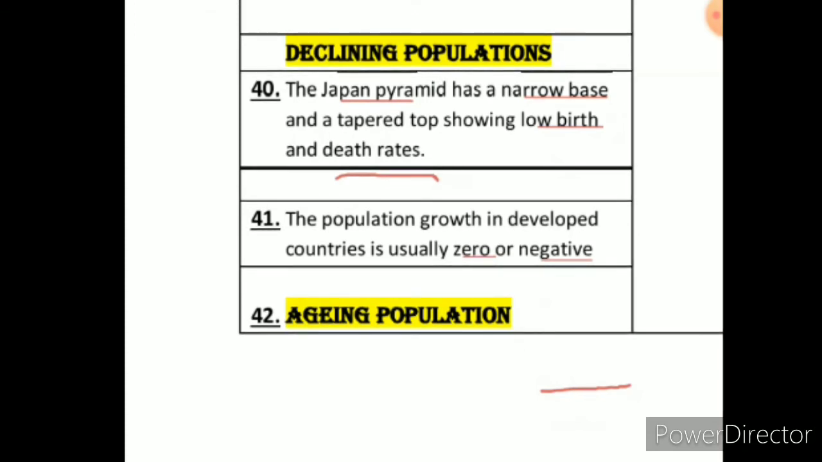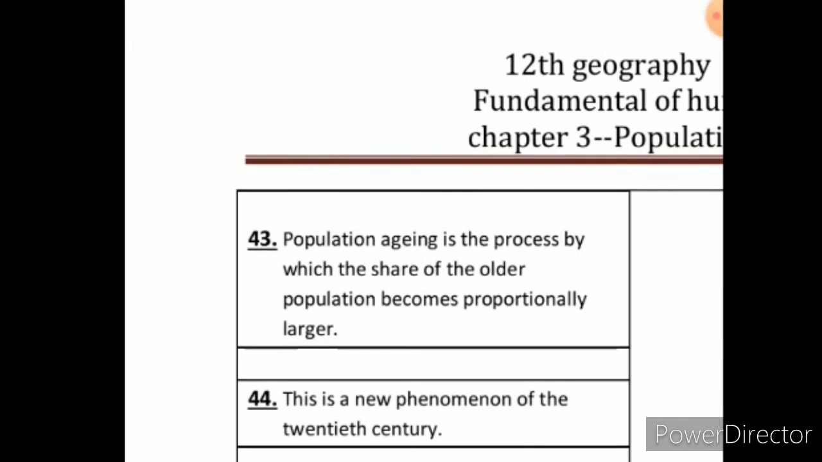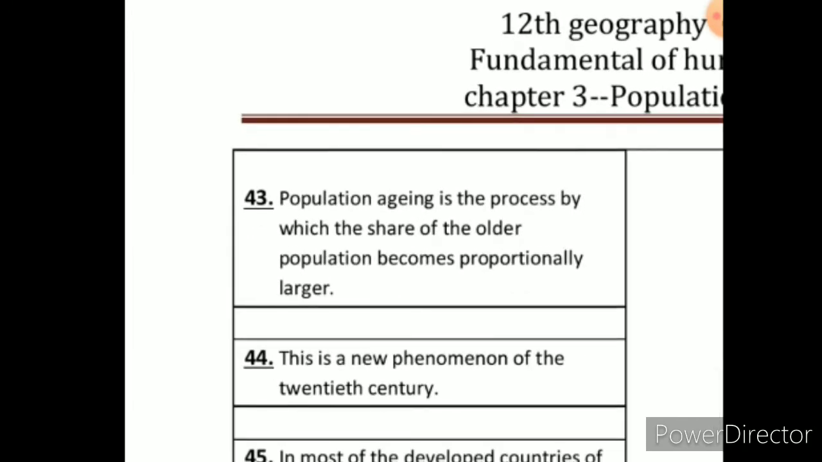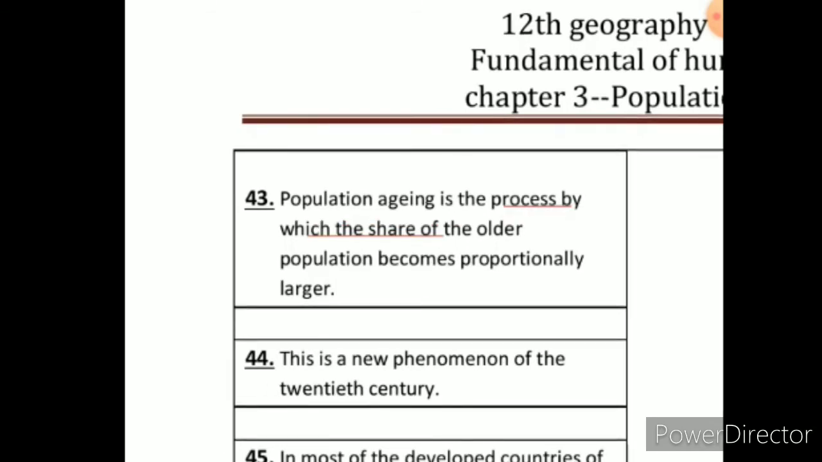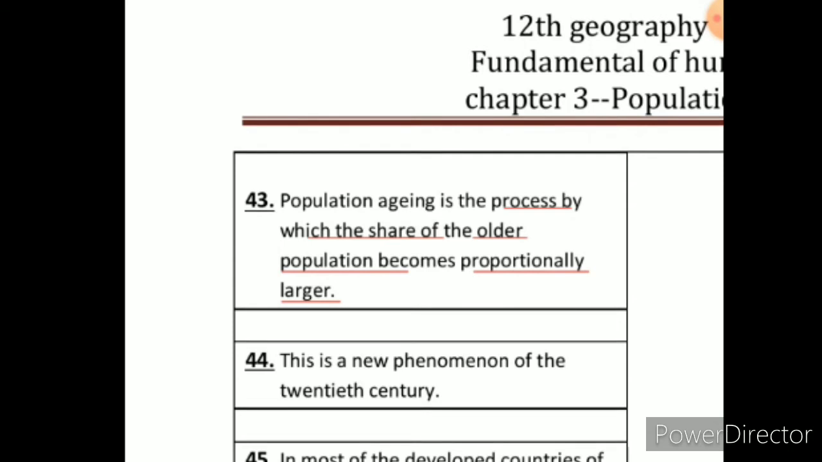Okay, so aging population. Now the topic is aging population. What does this aging population stand for? Population aging basically is a process which shows a larger share of older population. तो aging का मतलब भी होता है age होना. So definitely we are talking about older population, more share of older people. They are more in population, proportionally larger. What can be the reasons for this?